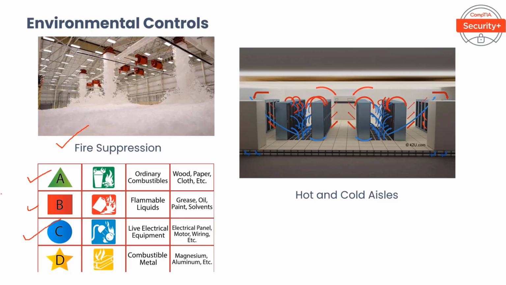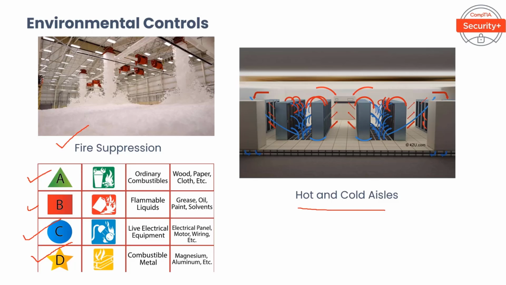Third one is Class C. Class C fires, which involve energized electrical equipment, electrical fires, and burning wires, are put out using extinguishers based on carbon dioxide or halon. The fourth one is Class D. Class D fires are fires that involve combustible metals such as magnesium, titanium, and sodium. The two types of extinguishing agents for Class D fires are sodium chloride and copper-based dry powder.